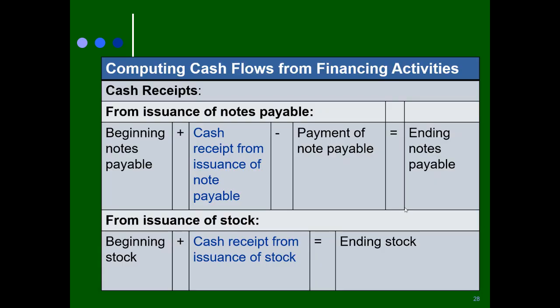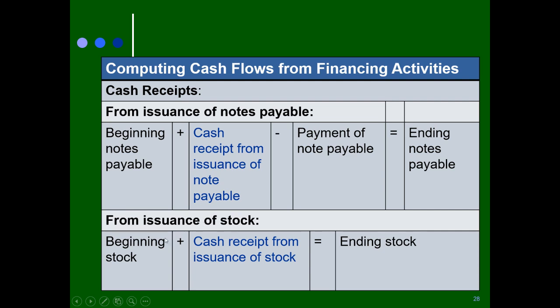This is how you can calculate receipts and issuance. You use the beginning notes payable, which is usually from the balance sheet, the amount of the previous year. X is what you're going to look for, and then look for any payment of notes payable, and look at the amount of ending notes payable in the current balance sheet. X is the amount that you want to find, so you use this formula to determine the cash receipt from issuance of notes payable.